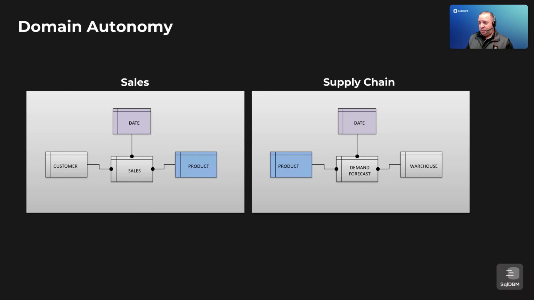But then you also look at the supply chain perspective. Well, they're also interested in the date dimension, and they're also interested in product, for their specific type of data product for doing some demand forecasting. The interesting thing here is now you're starting to see the possibility of two date dimensions being created, two product dimensions being created, but who owns what, right?